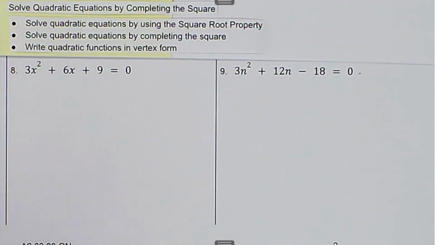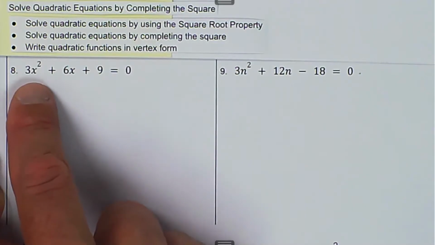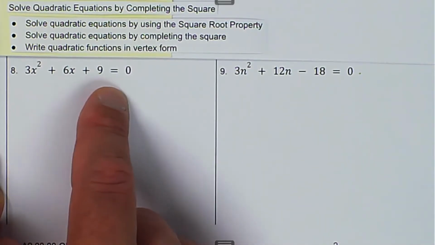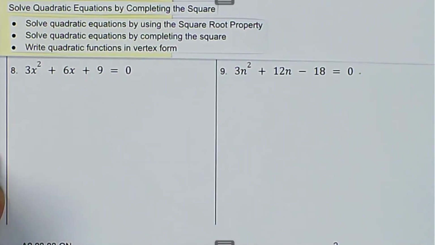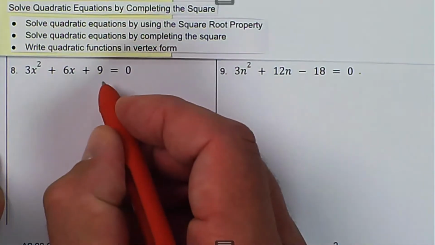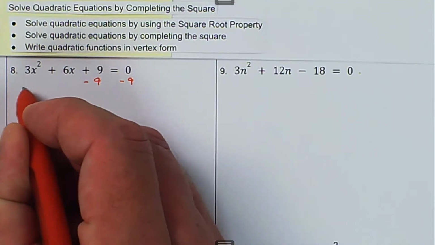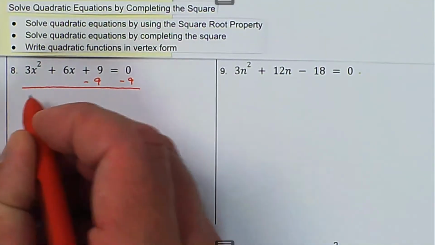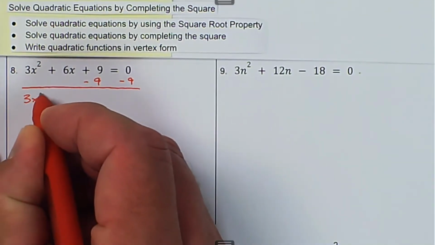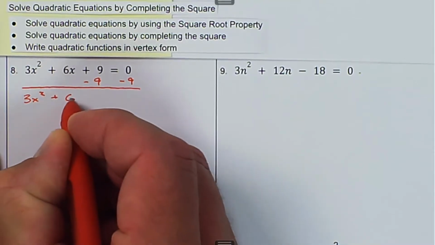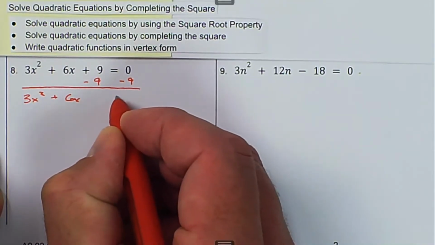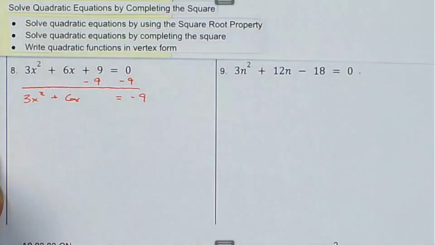We are talking about solving quadratic equations by completing the square. And we look here and we see 3x squared plus 6x plus 9 equals 0. The first thing that we want to do is get rid of our c value. So I'm going to subtract 9 from both sides of the equation, and we're going to get 3x squared plus 6x is equal to negative 9.